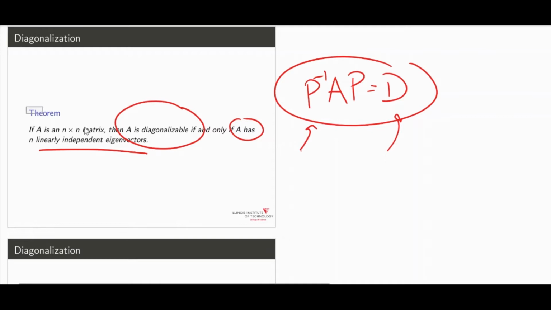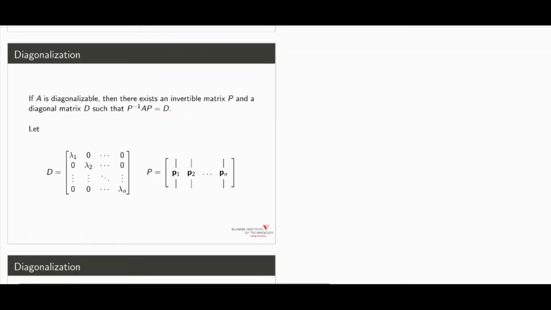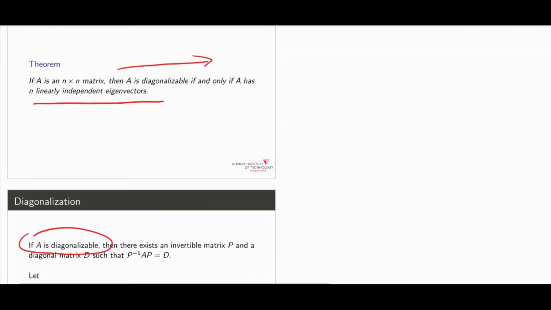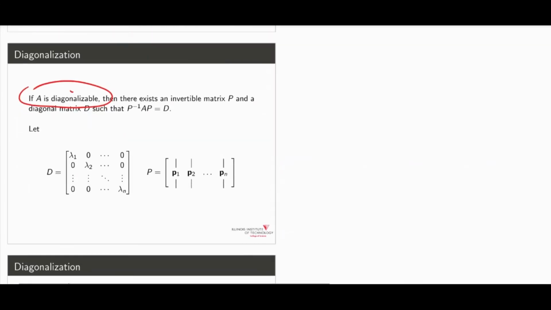Since this theorem is a two-direction theorem, let's look at the proof, starting with the easier direction. Suppose A is diagonalizable, and we want to show that A has n linearly independent eigenvectors. Let's see how we're going to do that. Remember, our hypothesis is that A is diagonalizable.